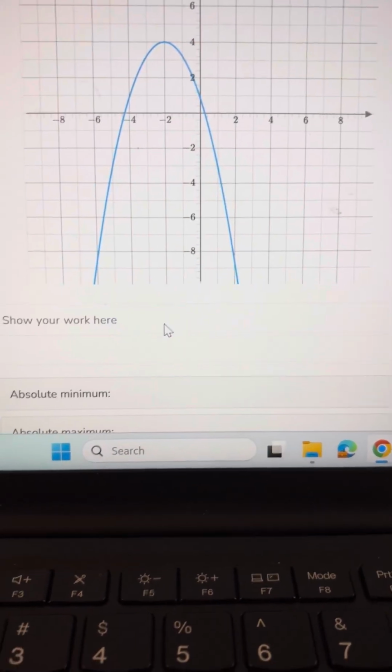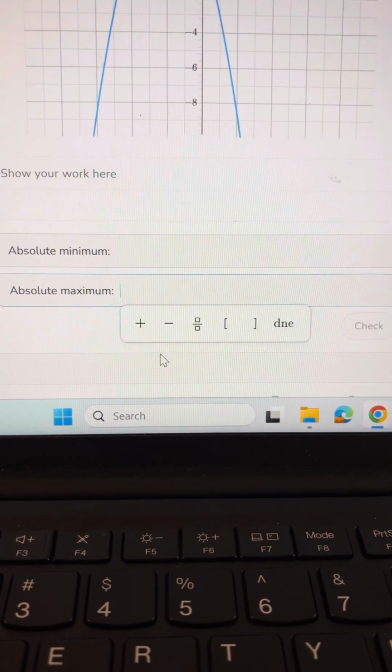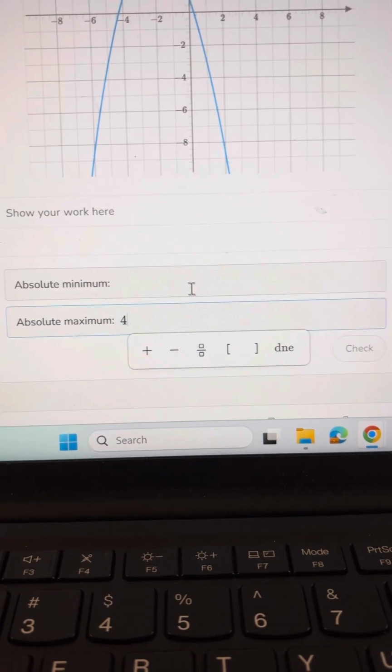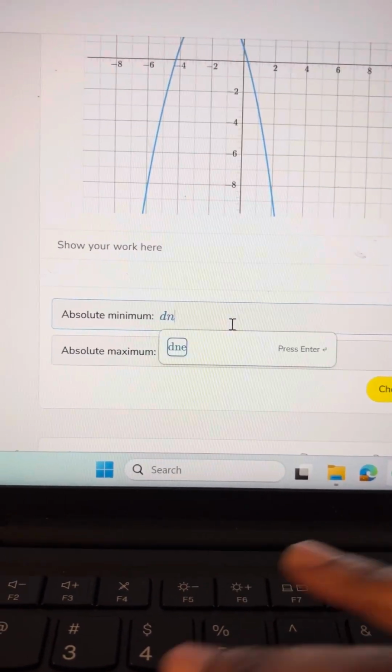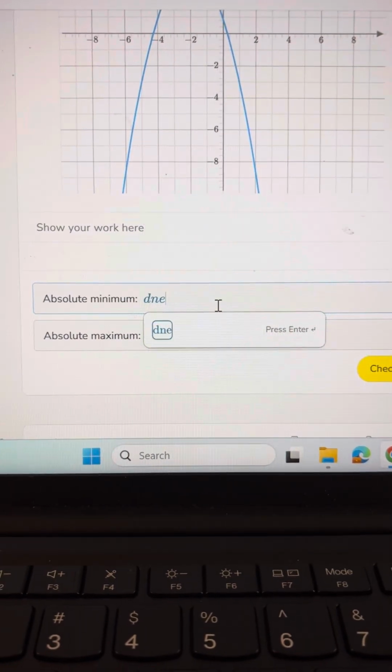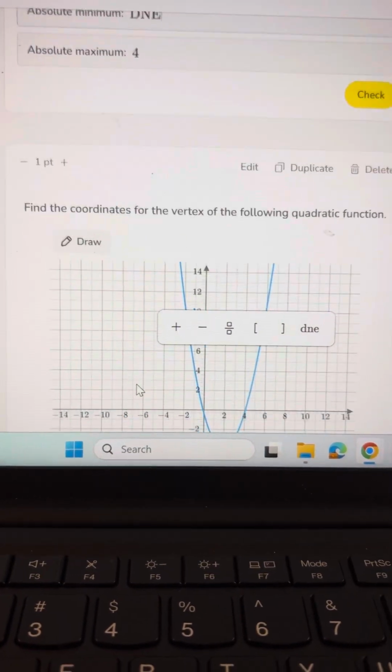Therefore, when we scroll down, it has an absolute maximum at 4, and it does not have a minimum, so we put DNE. You'll do the same thing for the next problem.